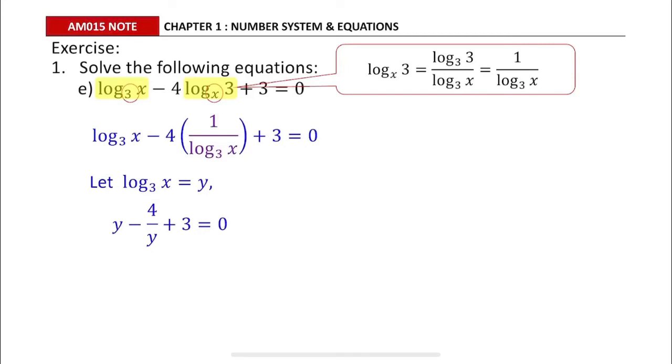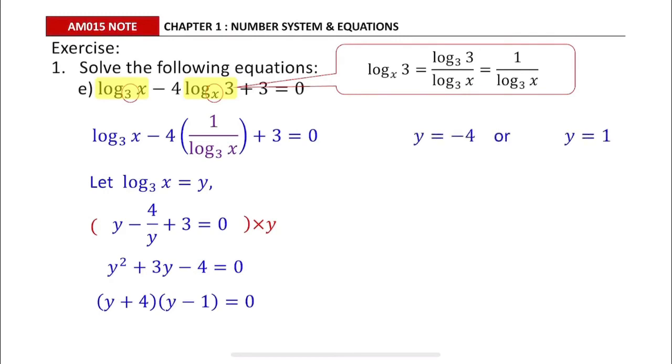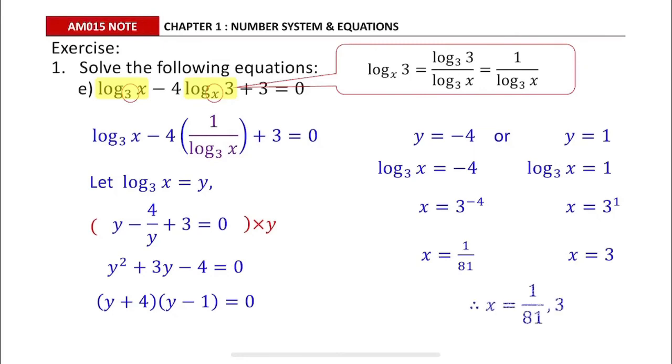By multiplying both sides by y, we get a quadratic equation in terms of y. Then factorize it and we get the values for y. Now we had to change it back to log base 3 of x to get the values of x. Then by changing this log form to index form, we get the answers for x.